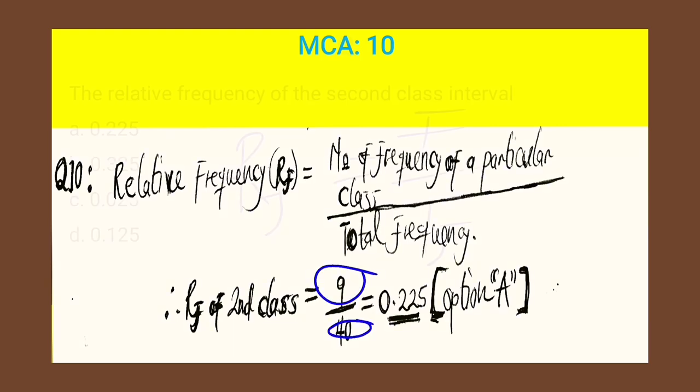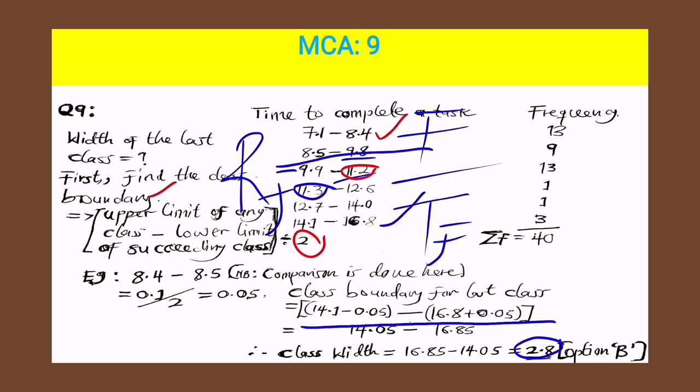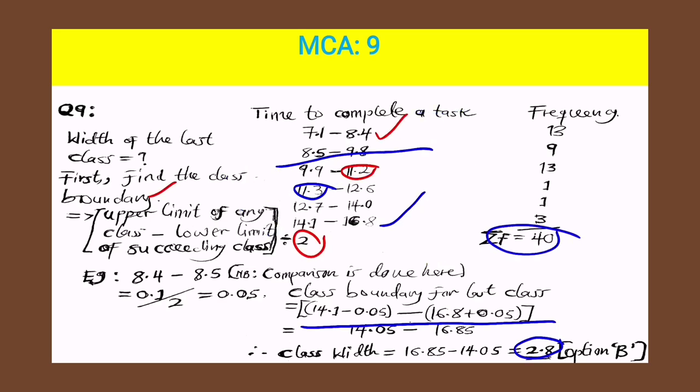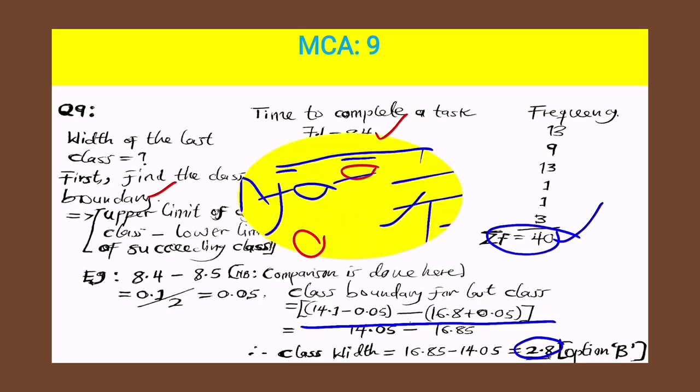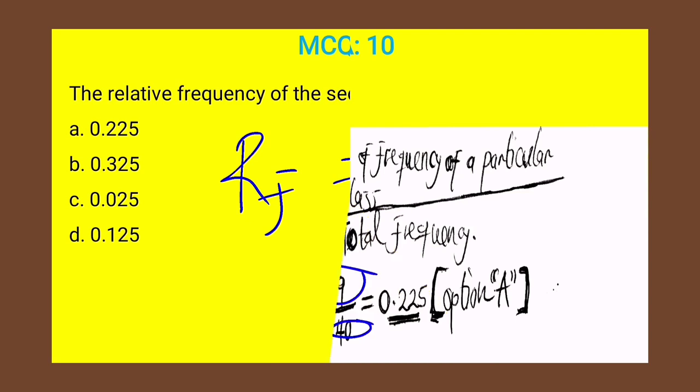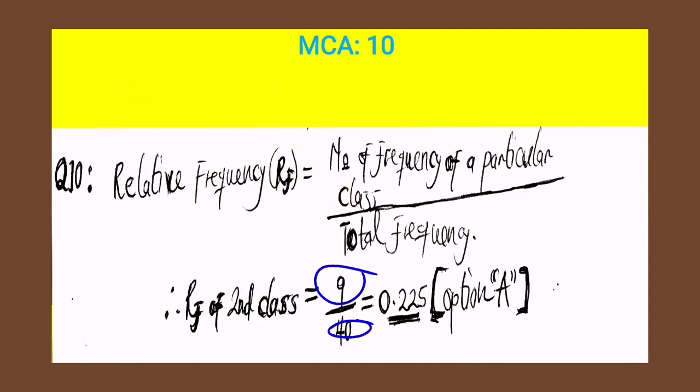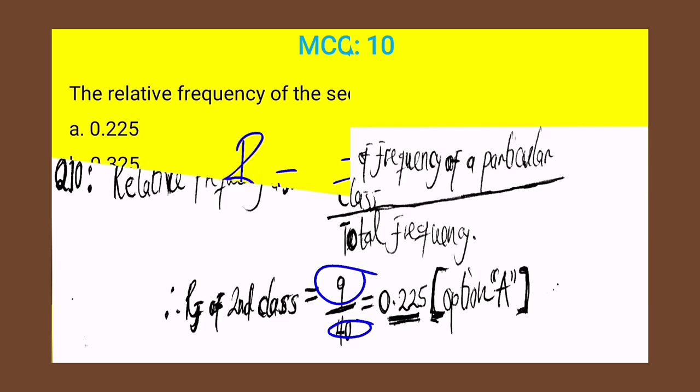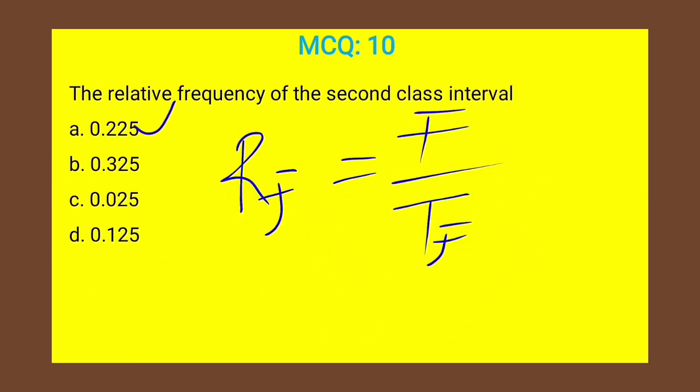Let's see. This was the total frequency, 40. I hope you have seen it. Yeah, this one. So that's how we arrive at the 40. Then with the help of a calculator, we got 0.225, and that was option A. So option A was the right answer. I hope you are following through and getting things right. So that's how we arrive at it.